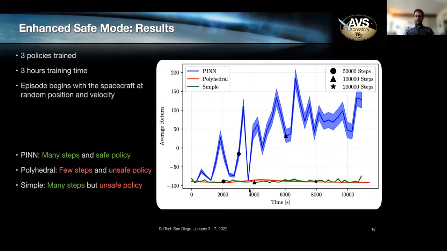The simple gravity model agent, that achieves more than 200,000 steps in that 3 hour period, but the dynamics were inaccurate, so it was also unable to learn safe behavior. The only agent that was able to achieve safety was the one trained with the pin as the backend. And that's because it was able to achieve both, like 150,000 interactions with the environment with full fidelity dynamics.